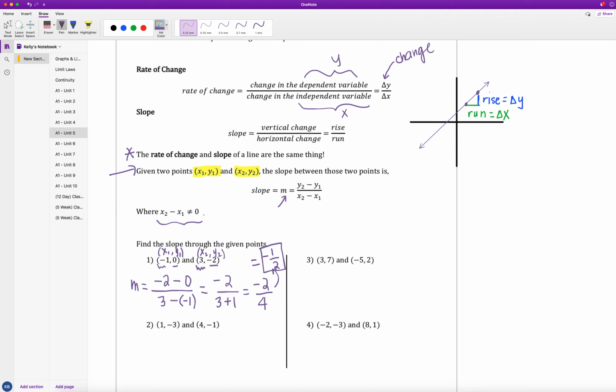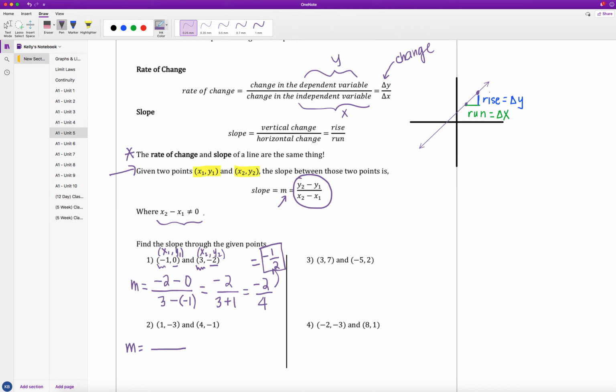So in example 2, I have (1, -3) and (4, -1). Why don't you guys pause the video and calculate the slope on example 2 on your own first, and then we'll check it together. Okay, let's check our slope in example 2. So our slope definition says y2 minus y1 over x2 minus x1. Remember, m is the letter we use to represent slope.